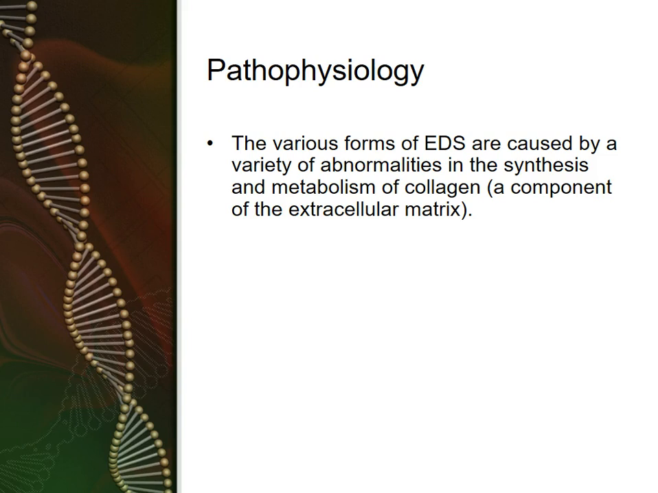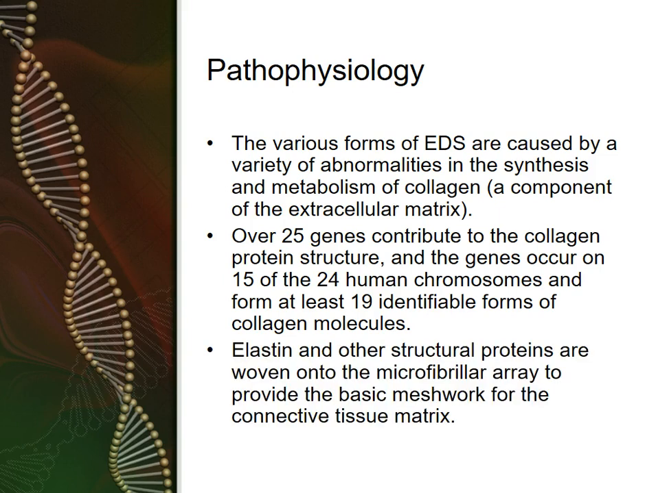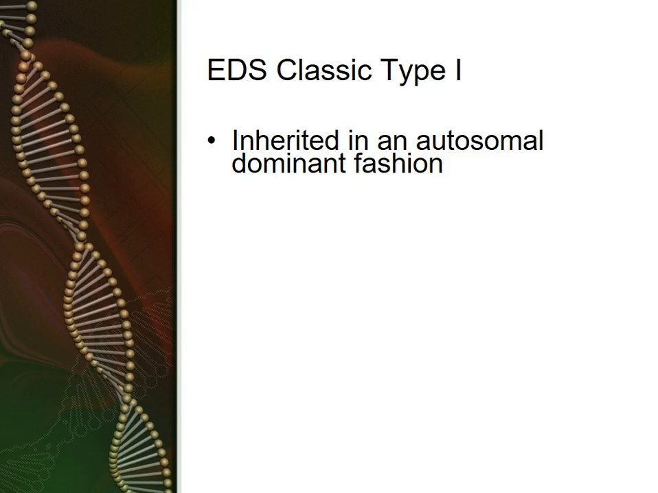So the various forms of Ehlers-Danlos syndrome, or EDS, are caused by abnormalities in the synthesis and metabolism of collagen, which is a component of the extracellular matrix. As I stated, there's over 25 genes that occur. 15 of the 24 human chromosomes have one of these genes. Elastin and other structural proteins are woven into the microfibrillar array that provide the basic meshwork for the connective tissue.